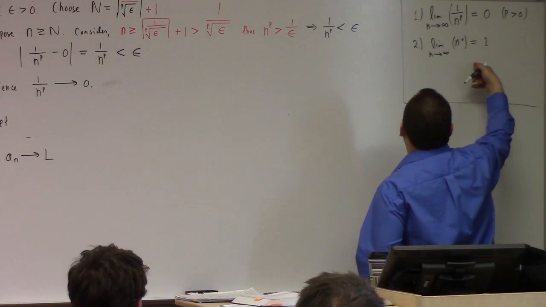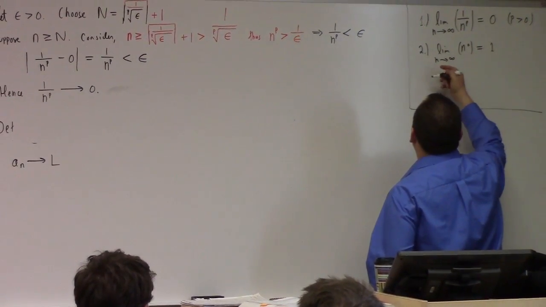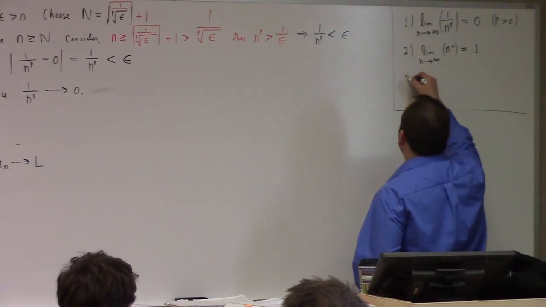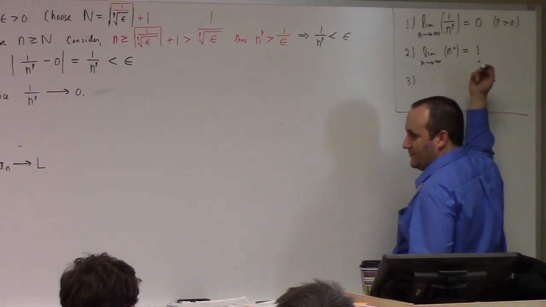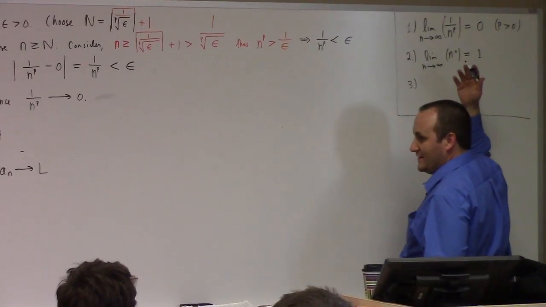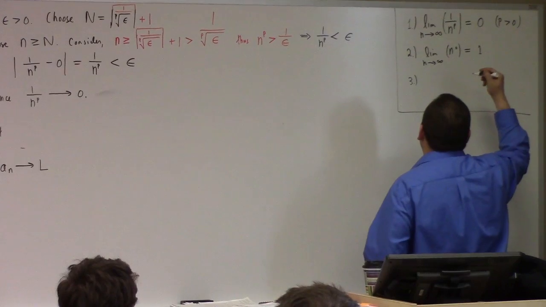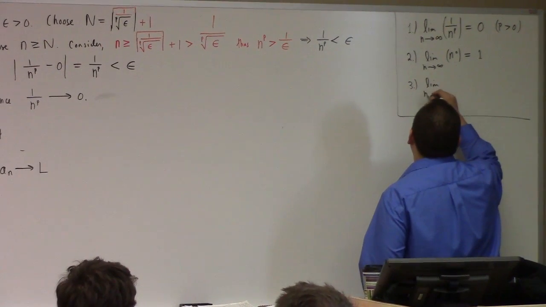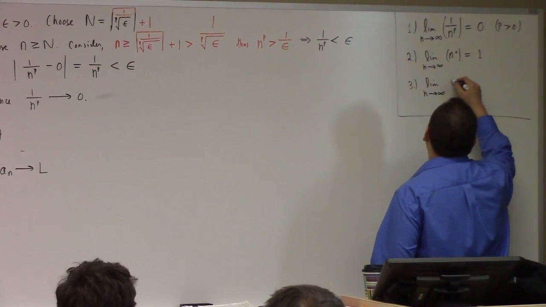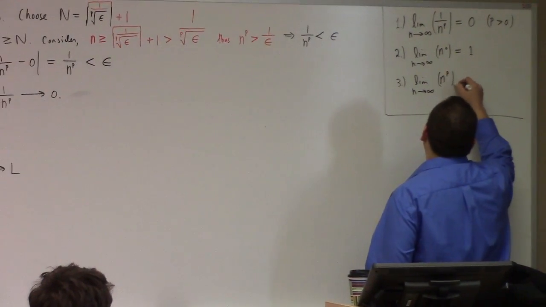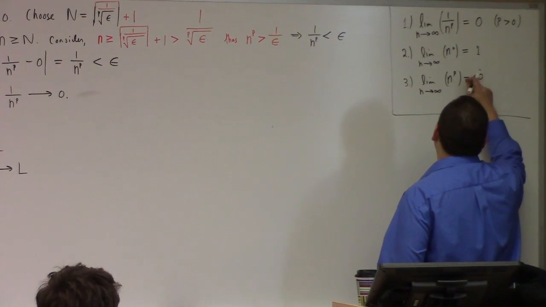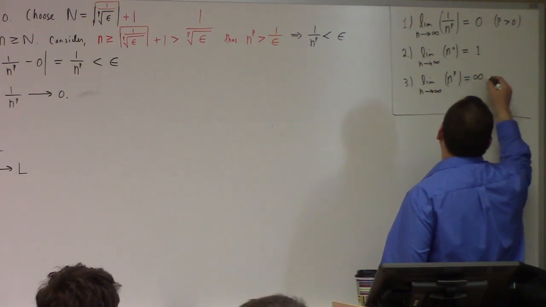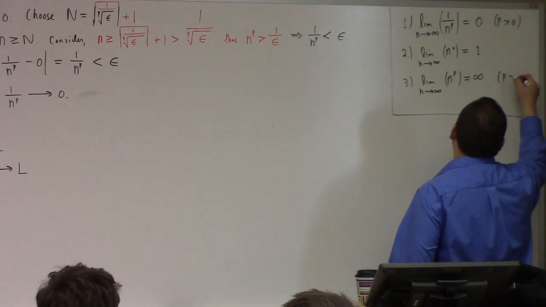I won't prove this. This is just stupid. It's the constant sequence 1. It has limit 1. All right. I mean, we already proved that. We proved the general constant sequence limits to the constant. So that's already done. And then the third case, limit as n goes to infinity of n to the p is equal to infinity. All right. And again, p greater than 0.